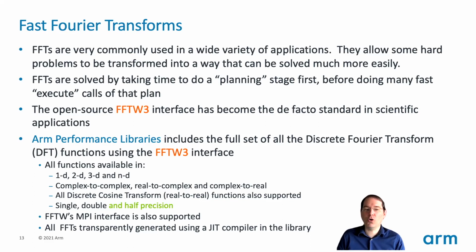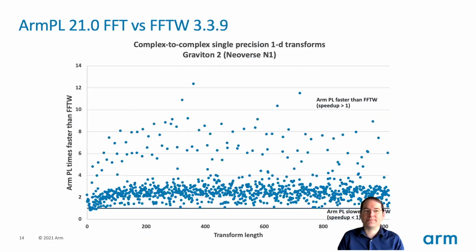ARM Performance Libraries also supports the MPI interface, which FFTW provides, and we make sure that rather than shipping code for each one of these implementations, we're actually generating those at planning stage using a JIT compiler to enable a smaller size of download package and with no impact on performance.